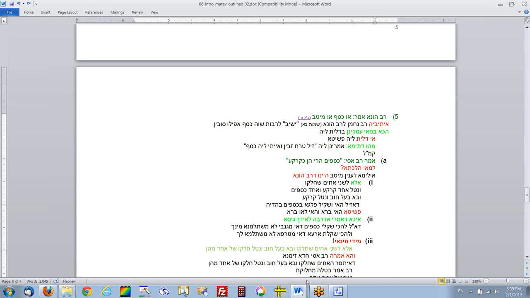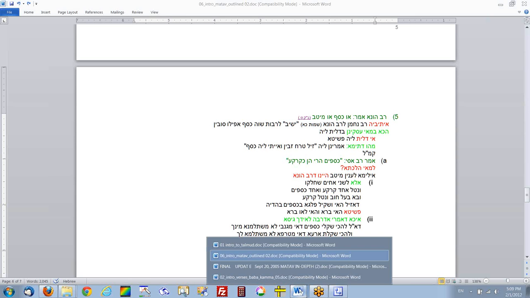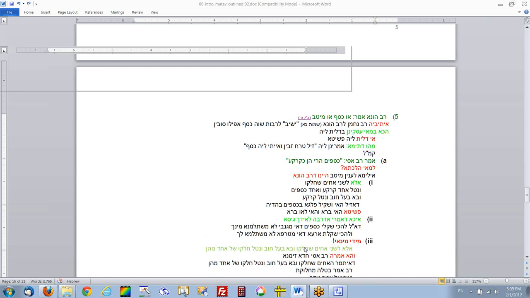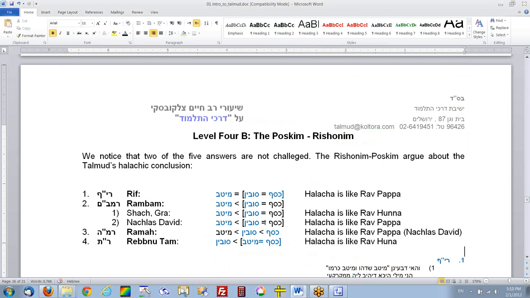So now let's go back to our chart and see the level of the posting. Now, I keep mentioning because it's obvious that we're going to have to study this more carefully. And there's a lot of work to do, but I would like to give the general overview before we jump into a deep analysis. So the poskim here, which means the Rishonim and the poskim, what's this mean, Rishonim poskim?